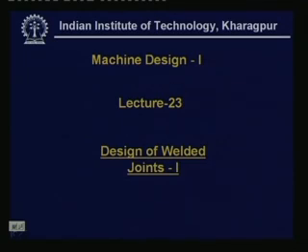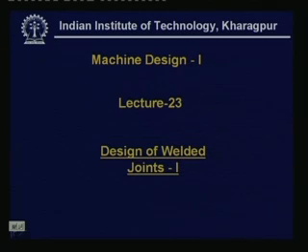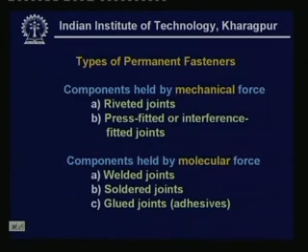Now, if you remember, welded joint is a part of the joints which is normally known as permanent fasteners. Let us look at the different other types of permanent fasteners. So, this is the slide which was shown previously in the last lecture. Now, I want to repeat that again.